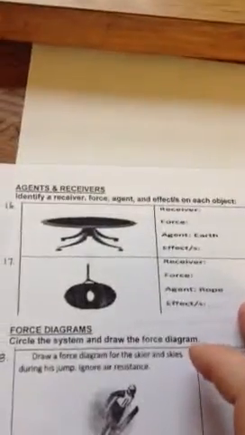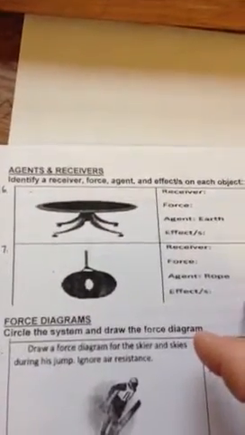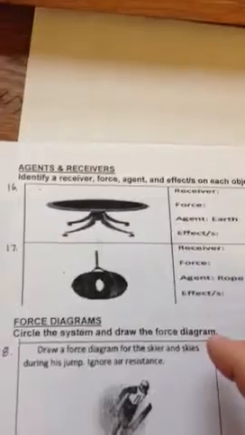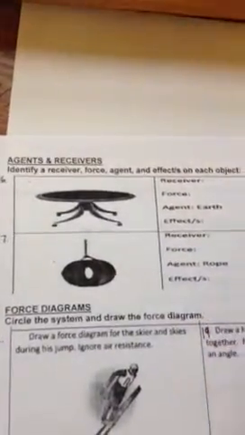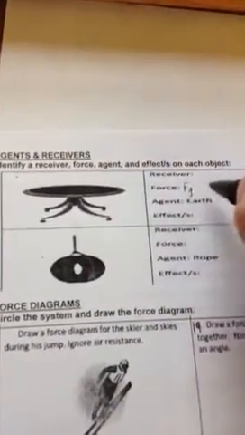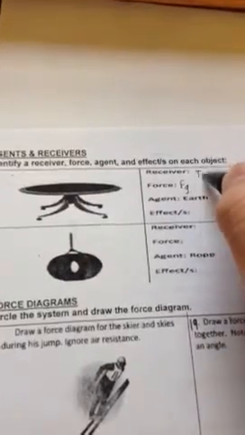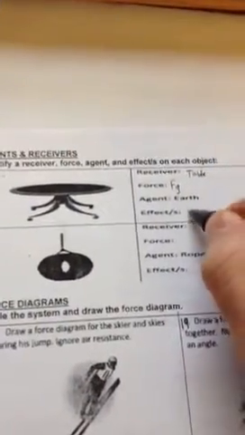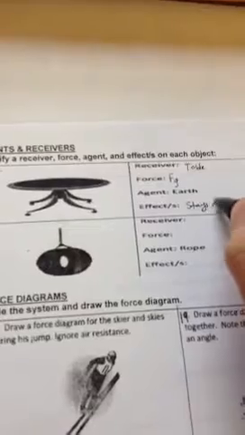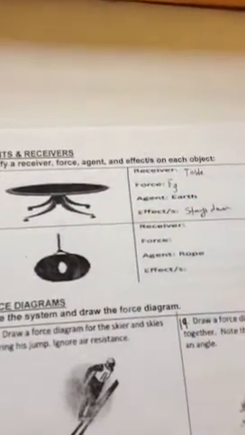These images we're going to analyze here on the back. Looking at a table at rest on a floor. If the agent is the earth, Earth applies the force of gravity. The receiver is the table. And the effect is that it just stays at rest or it stays down on the ground.